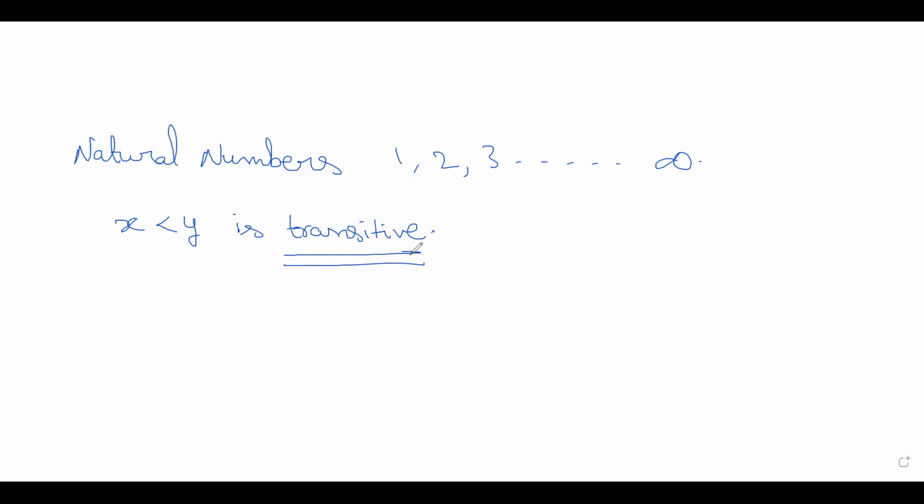What are natural numbers? They start from 1, 2, 3, on up to infinity. Now, they say that x less than y is transitive. You have to check. You take some element x, you take some element y, and you have to show that it is transitive.